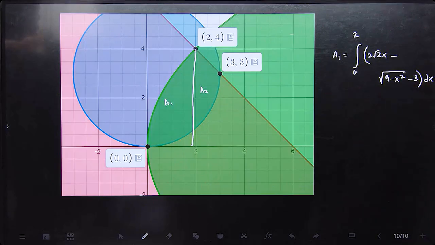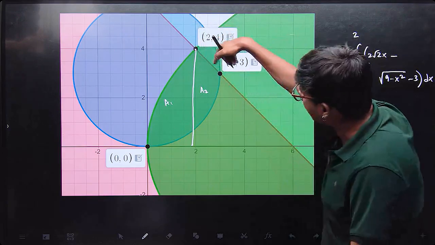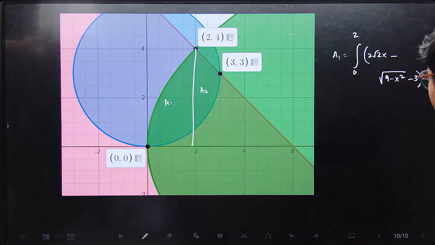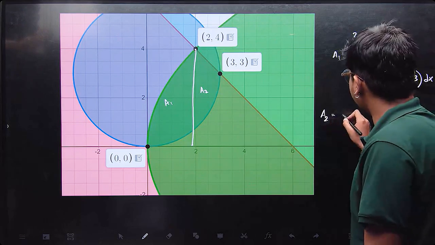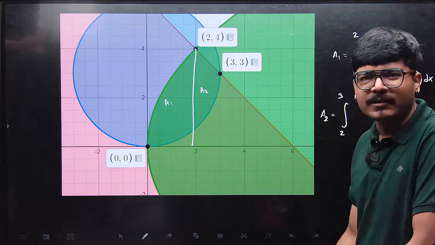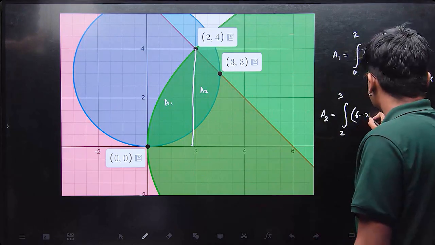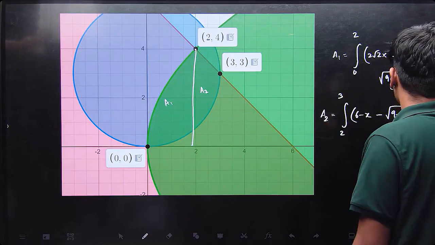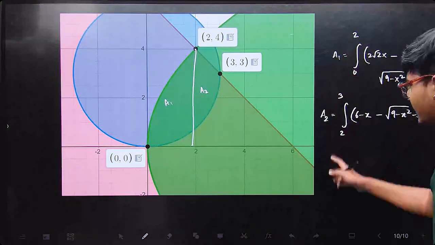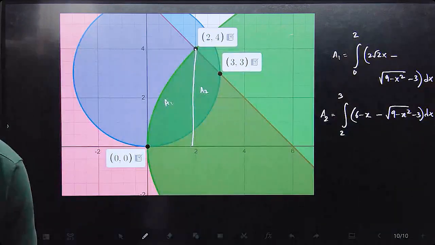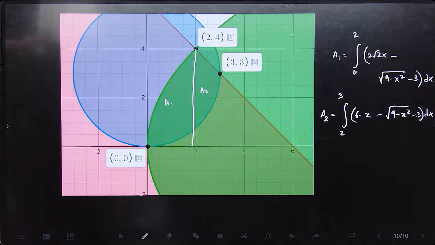Does this make sense? Now when it comes to the second area, what do I have? The upper curve is now the straight line, the lower curve is still the circle, right? Yes or no? So this area 2 can be written as the integral from 2 to 3. The upper curve is x plus y equal to 6, right? So 6 minus x minus, again the same thing, right? So your final required area is A1 plus A2, which turns out to be, what was it? 9 pi by 4 minus 1 by 6.